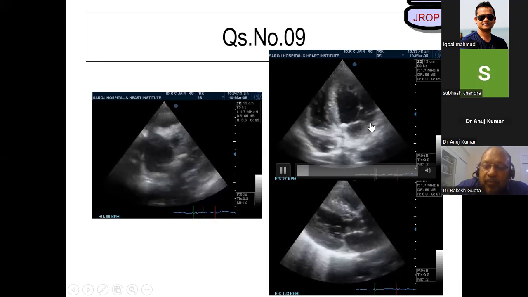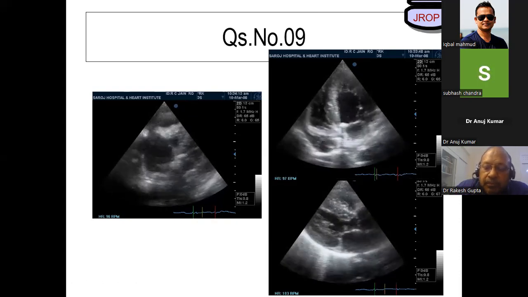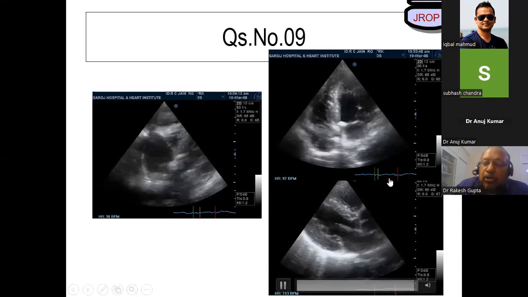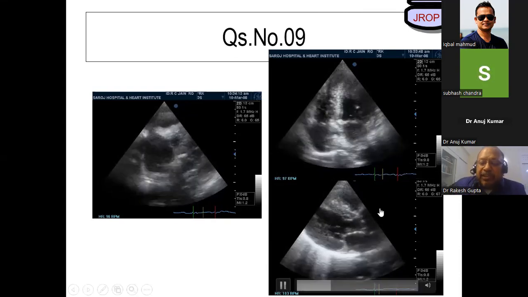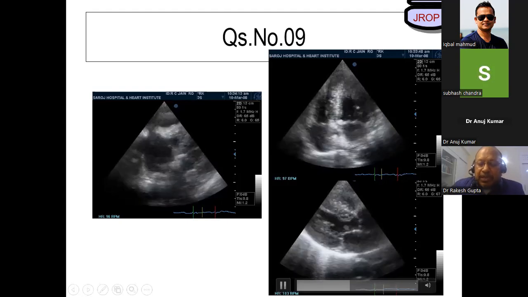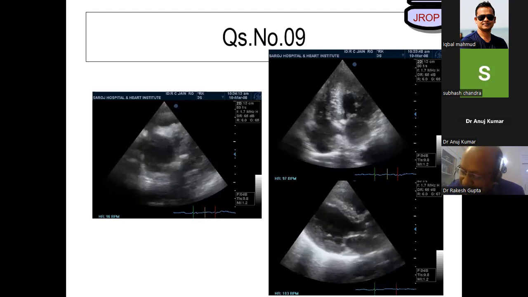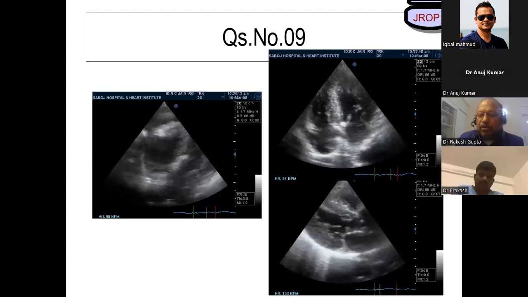And sir, if you look at the ECG gating, there is a very small complex. It's a small complex. There will not be significant ST-T wave changes as we see in hypertrophic cardiomyopathies. Yes, sir. Wonderful. Good attempt. You did a perfect job, Dr. Prasenjit.